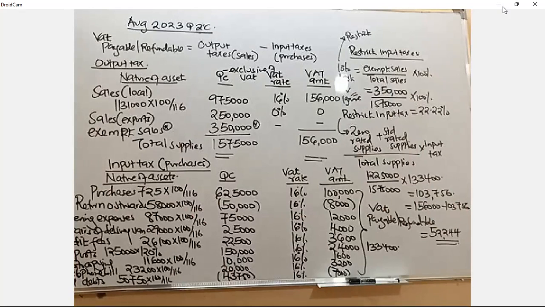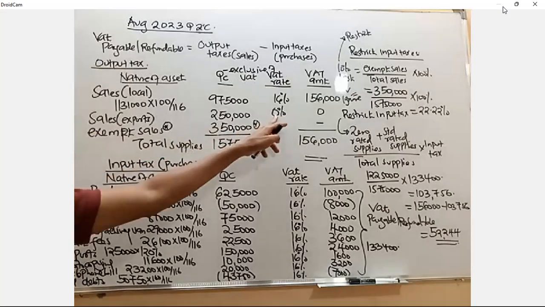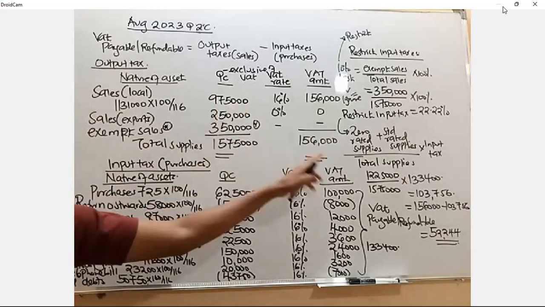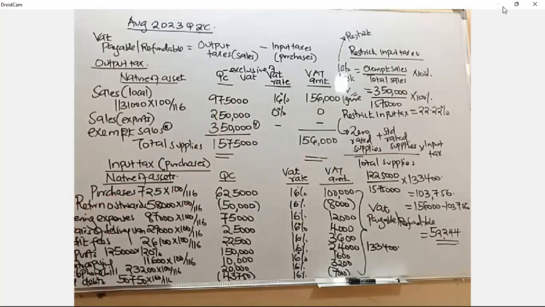I have a question on the formula of restrict input. Zero rated plus standard rated. Zero rated, we pick the sales exports. Yes, the exports are zero rated. So you can see here. So the zero rated, once you take 250 plus this one, are you getting 1225? Yeah, okay, that's it. Is it okay? Yeah, it's okay.